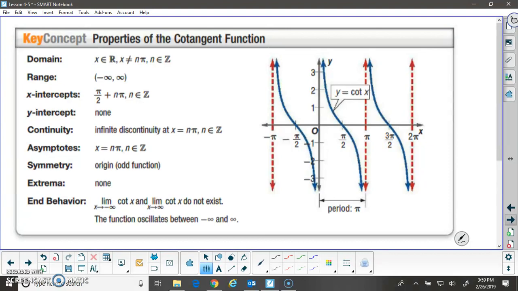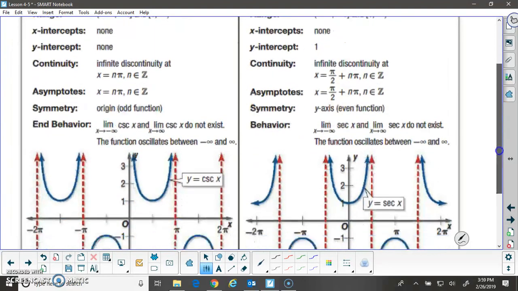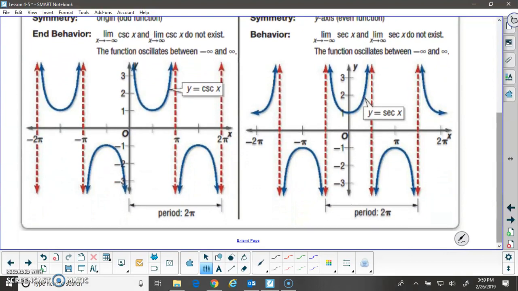It's an increasing function. The cotangent function is a decreasing function. Asymptotes are at the pies. Both the tangent and the cotangent have a period of pi. And so a cosecant graph looks like this graph on the left, and you can see it's a U-shaped parabola that curves in between asymptotes.